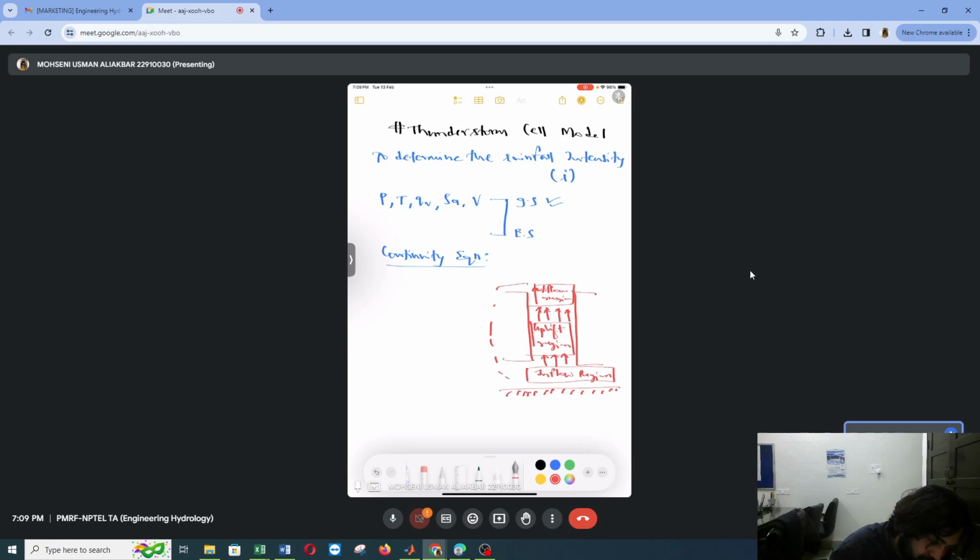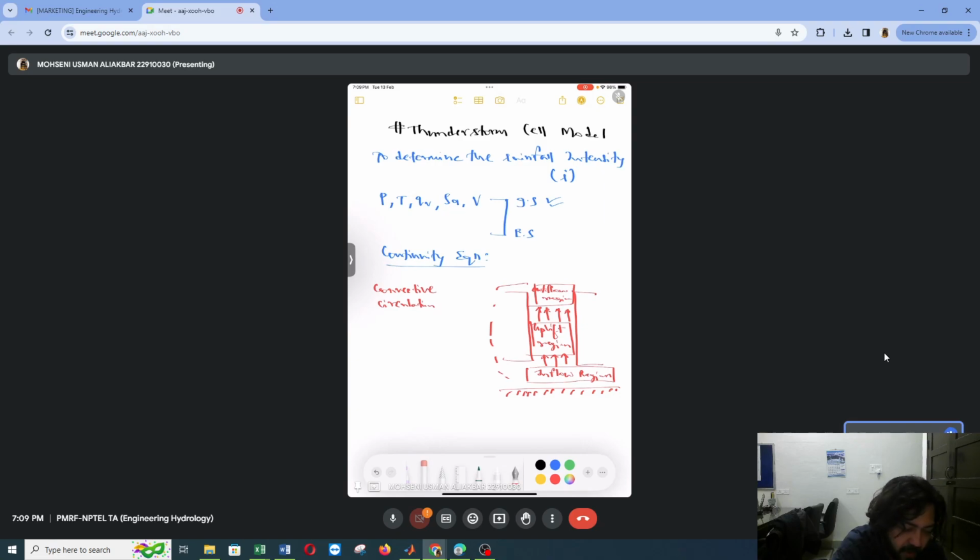So this process which keeps on repeating is called convective circulation. In the previous class we studied atmospheric circulation, right? But in today's class we are discussing convective circulation. So this entire process is called convective circulation.